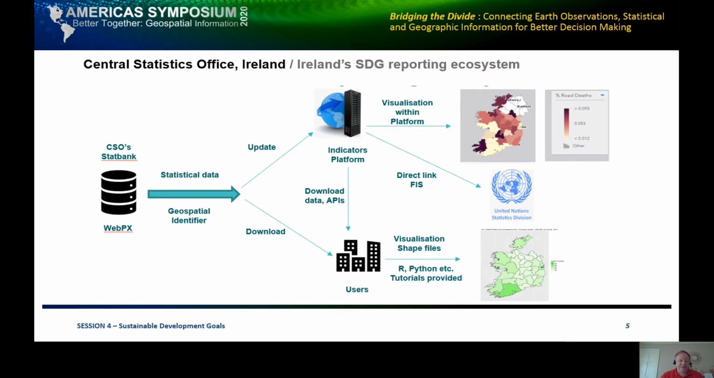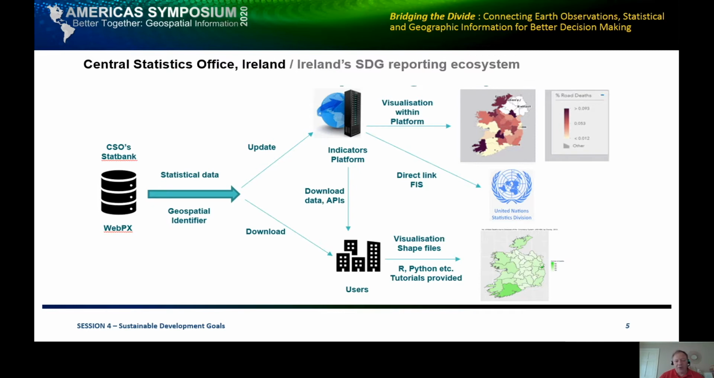Here we have a visualization of the Irish SDG platform. It's our SDG reporting ecosystem. On the left, we get data into the CSO through our StatBank, which is our main dissemination tool. It's a WebPX environment. In this environment, geospatial identifiers are added by the SDG team to the statistical data within the StatBank. The SDG data is then automatically pushed to the Irish SDG indicators platform.